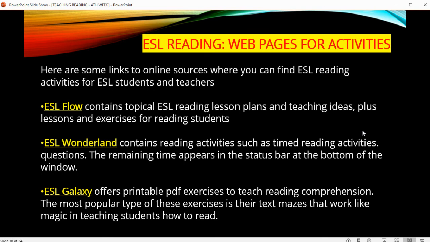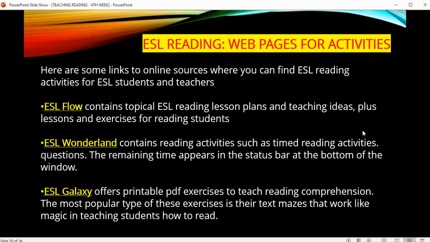The second one is the ESL Wonderland, containing reading activities such as time reading activities, questions. The remaining time appears in the status bar at the bottom of the window. So here you have some activities with time. So they have to do them in the time that is asked.